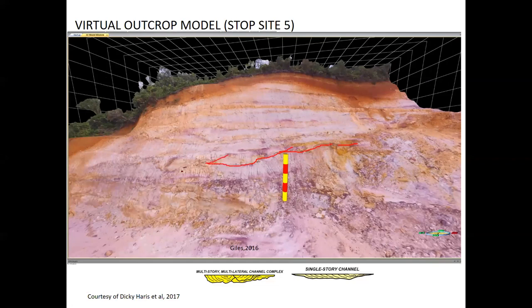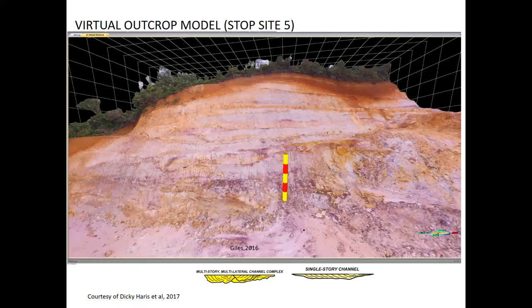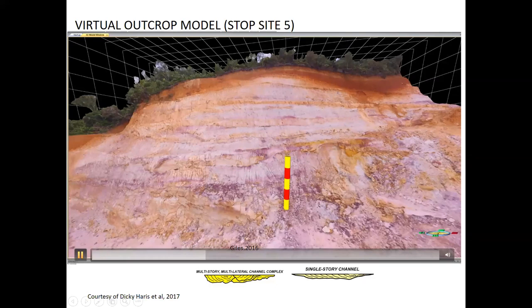Now we are looking at the multi-story channel complex, where we can see the lateral migration moving from north to the south. If you remember, in the previous outcrop we saw some braided stream deposits with V-shaped or narrow channels. In this outcrop we see wider channels, which we believe is a different channel system compared with the previous one. Our interpretation concludes that these are meandering channel deposits.